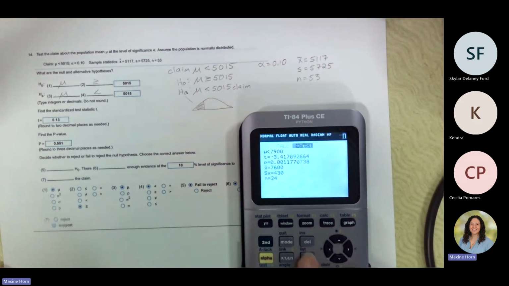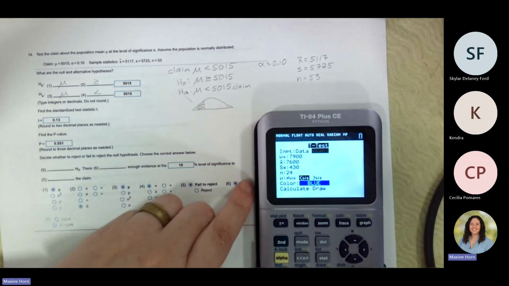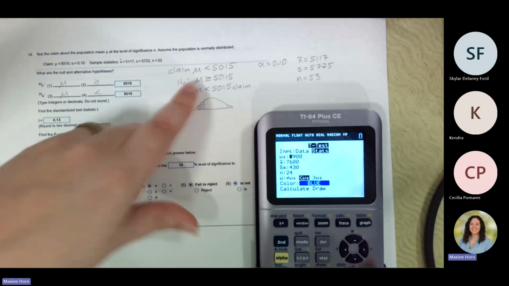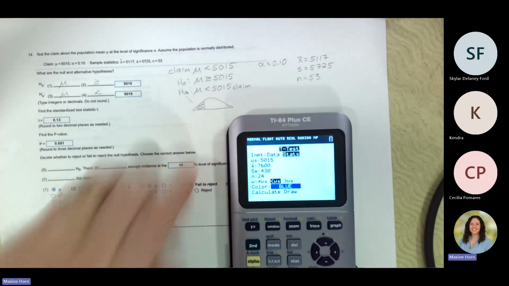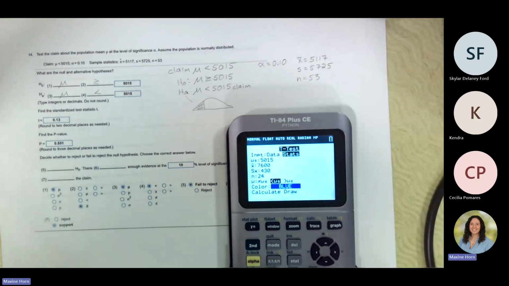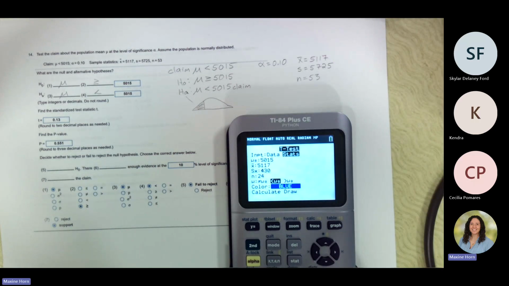So we go stat, test number 2, t-test. Okay, so we're going to fill in the information we know. The population mean 5015, sample mean 5117, sample standard deviation 5725. Goodness, that's a big standard deviation. And an N of 53.